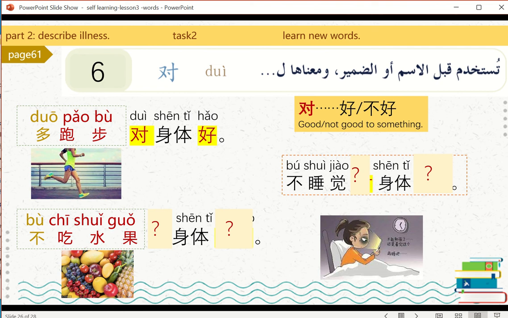不吃水果对身体不好。It's not good to the body if you don't eat fruit. 不睡觉 not sleeping, 对身体不好。Not sleeping is not good to your body. 不睡觉对身体不好。So this is how we use 对 to say something is good or not good.